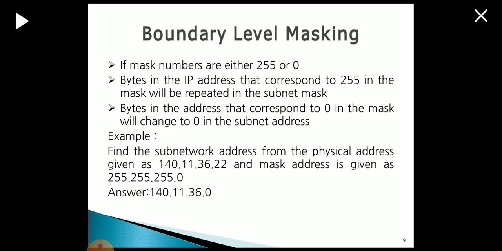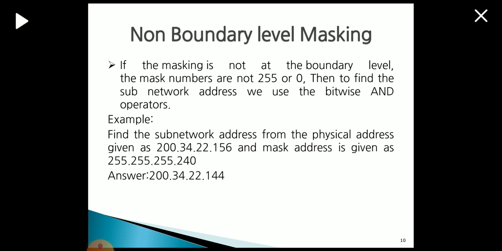Now the second method we consider in masking is non-boundary level masking. In this procedure, if the masking is not at the boundary level, that is the mask numbers are other than 255 or 0, then to find the subnetwork address we use the bitwise AND operator.